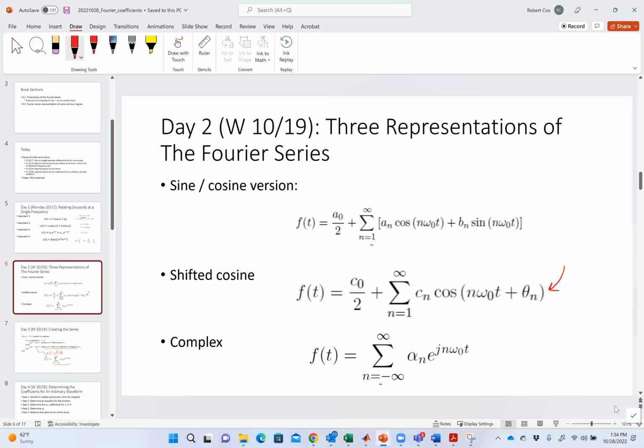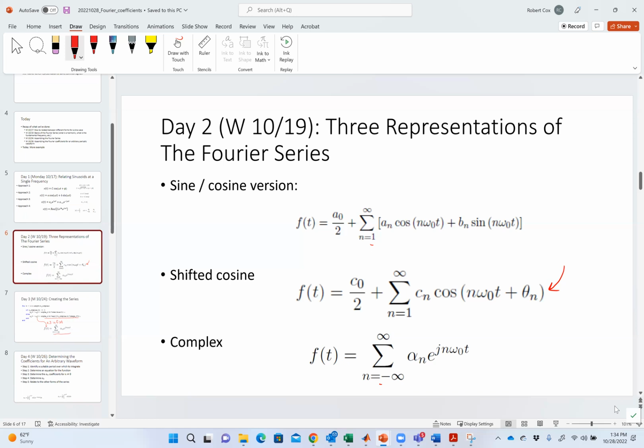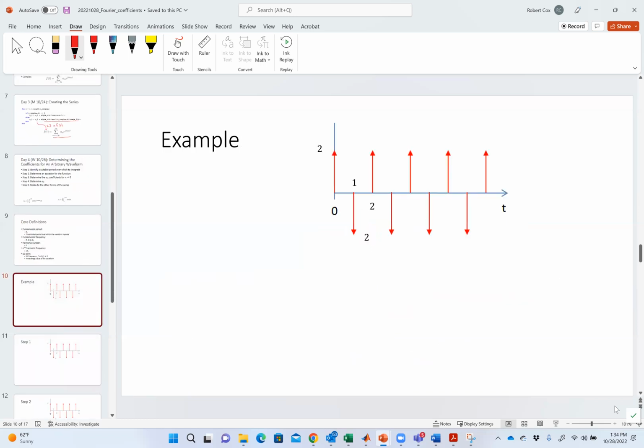So any periodic waveform. A square wave is a periodic waveform. But we'll do an example today where I do this guy. That's a periodic waveform too. It repeats, and it's got impulses.